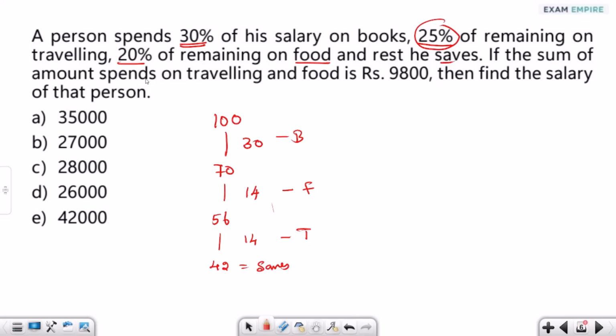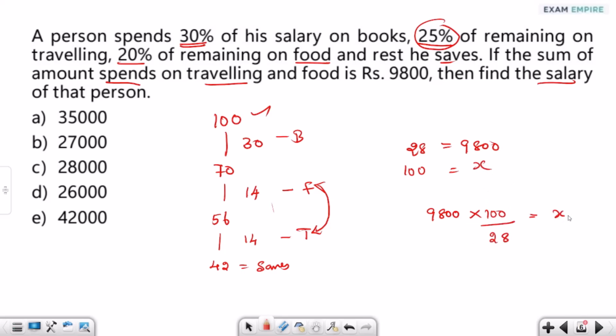If the sum of amount spent on traveling and food is 9800. Okay, so traveling and food is 28 part. So 28 part is 9800. Find the salary of that person, which is 100 part. Okay, so now we'll cancel it. 9800 into 100 divided by 28 is nothing but the value of x.